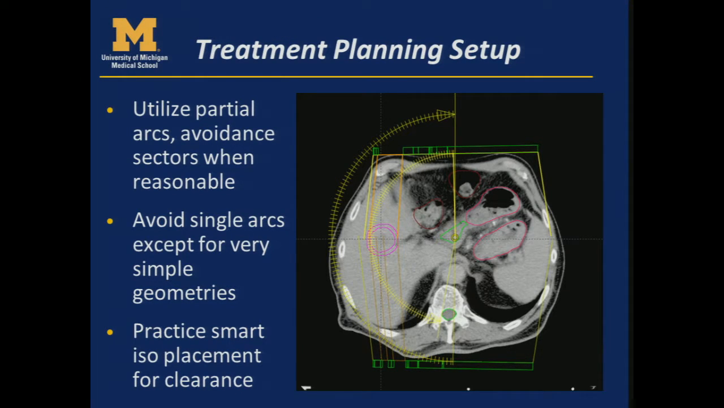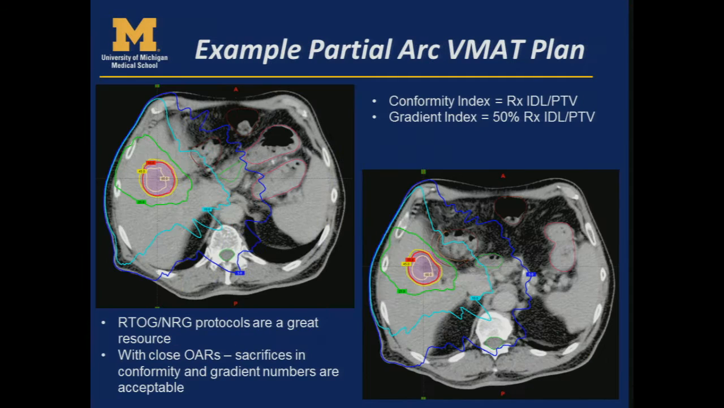For treatment planning, Winston did a great job talking about 3D planning for SBRT. I'm going to talk a little bit more about VMAT and IMRT techniques. We employ those a lot for abdominal SBRT and pancreas, especially because of the surrounding OARs. We typically use partial arcs and avoidance sectors when it's reasonable. We try to avoid single arcs when we set up our VMAT plans, except for very simple geometries. And it's really important to practice smart ISO placement to make sure you have clearance for cone beam CT and for the machine for treatment.